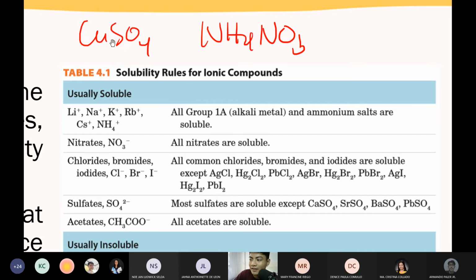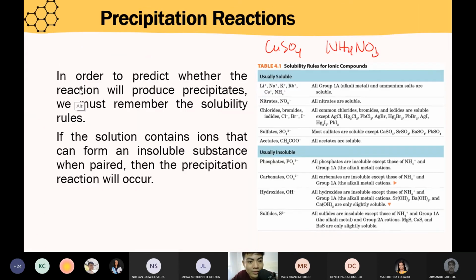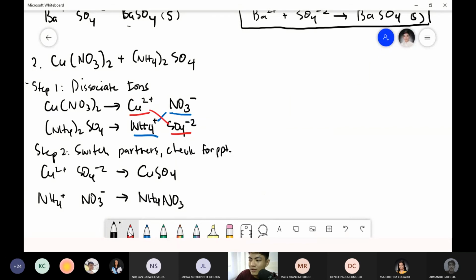How about copper sulfate? Okay, so copper sulfate, tingin tayo, sulfate soluble. Sabi, most sulfates are soluble except calcium, strontium, barium, lead 2. Okay, so wala naman si copper sulfate sa sinabing except. So that means it is soluble. Okay, so we have a soluble ammonium nitrate, soluble copper sulfate. So may precipitate? Wala. Okay, so we have no precipitates.